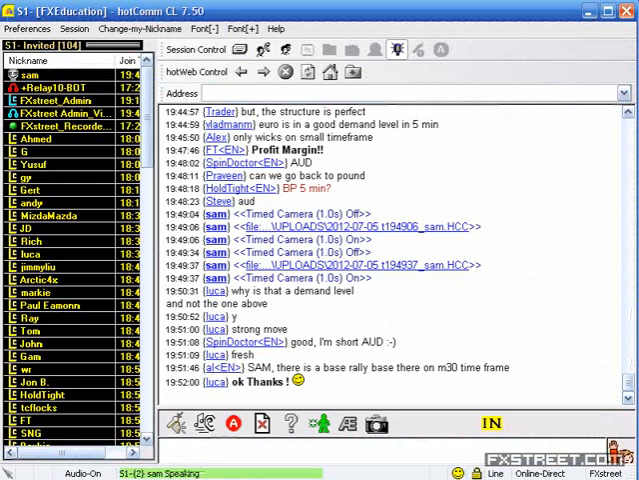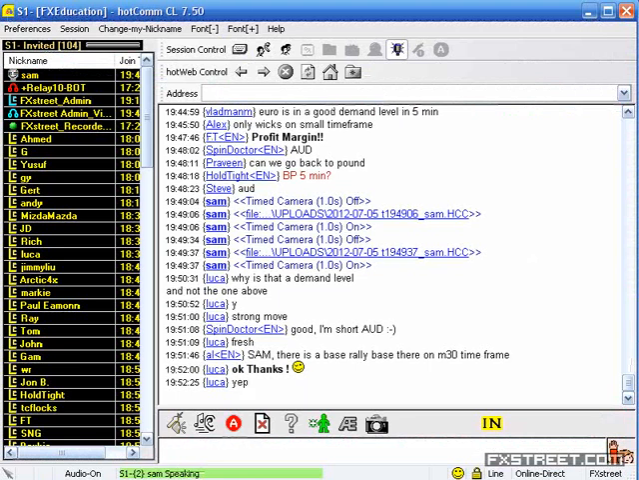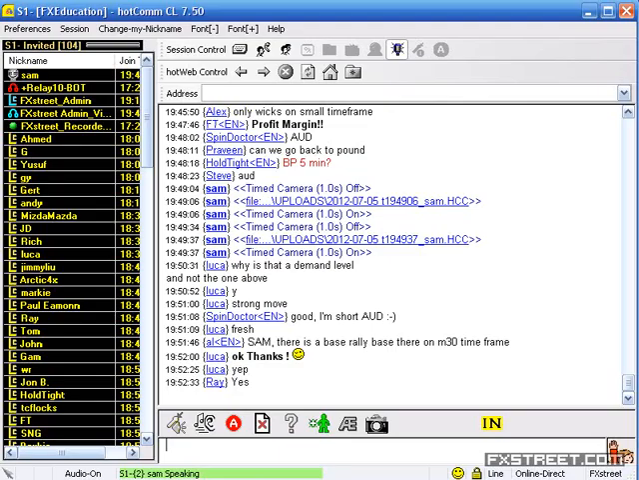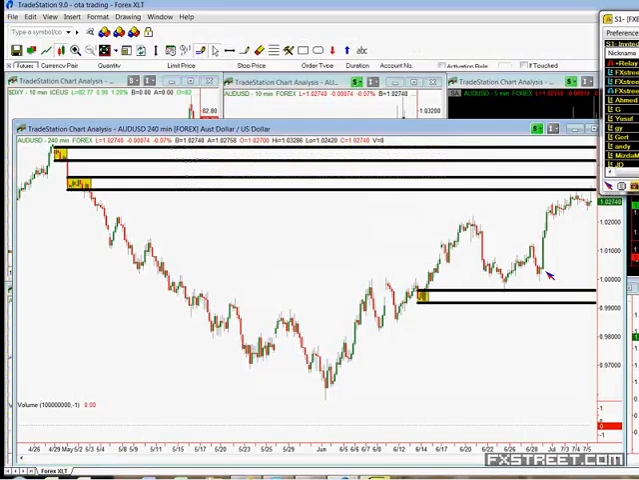That means that most people are going to be interested in buying here. Would everybody agree with that? So if most people out there, and I agree with you that most people would be interested in buying here, where's that group going to put their stop? Just below the area, which happens to be our fresh demand. Are you starting to kind of get it?